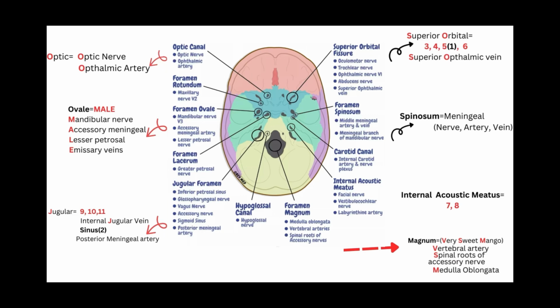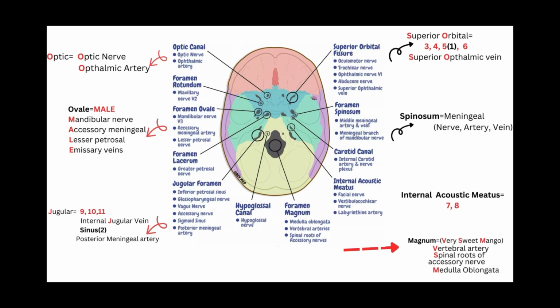So let's just first go to the superior orbital fissure. For the superior orbital fissure, it is 3, 4, 5, and 6. And for the fifth cranial nerve, it is only the first branch, the ophthalmic nerve, okay? Because we know that the second and the third are from the rotundum and the oval. So just remember in a sequence 3, 4, 5, 6, 5 only 1. That is all from the superior orbital fissure.